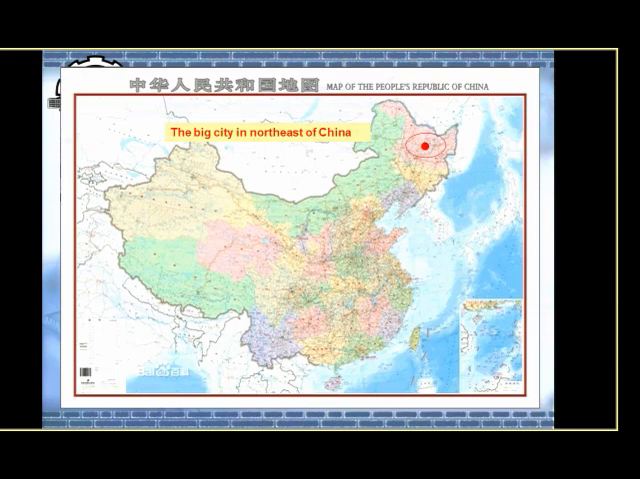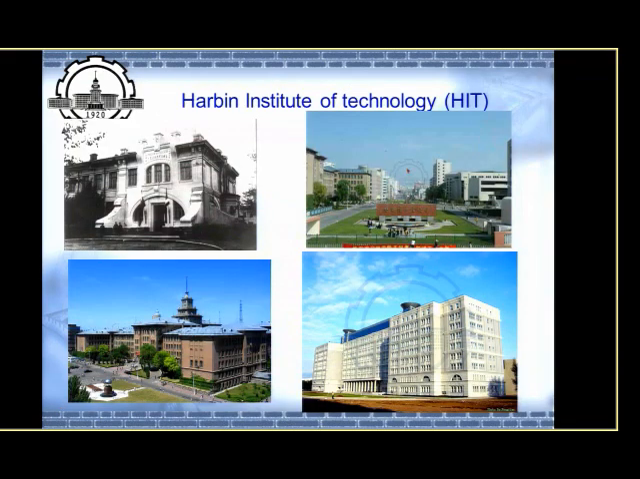This is the map of China. Our university is located here in the north of China. It is a big city of northeast China, but it's very cold, colder than here. This is the landmark building of our university. Our university is famous for aerospace engineering, not transportation engineering.